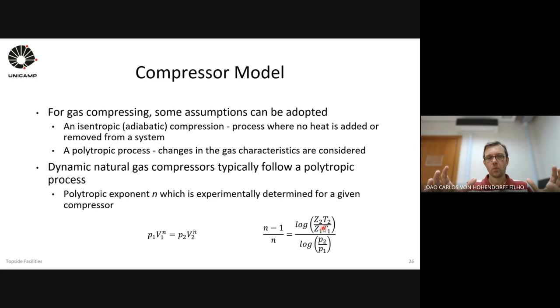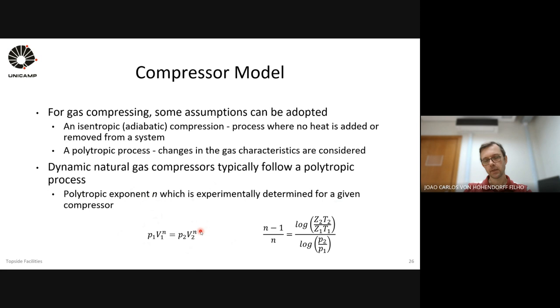We receive some gas at some temperature and pressure, and at the outlet of the compressor, after this process, we change the pressure, and we change the volume and the temperature. The relationship of this change, we call it the polytropic exponent, M, which is experimentally determined for a given compressor. It's a manufacturer parameter. Okay.